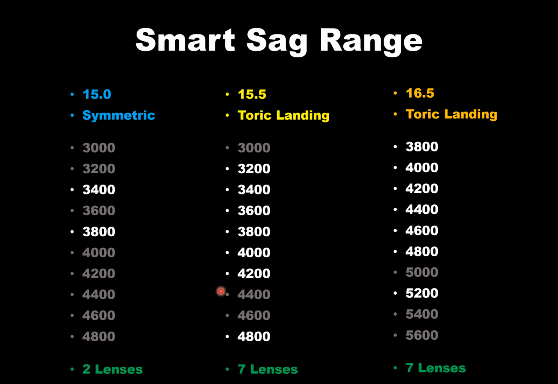Now, looking at the other diameters, you'll note that you have the vast majority of lenses concentrated between the 15.5 and the 16.5, where you're most likely to use a larger diameter lens because we're fitting conditions that are more asymmetric or more advanced in scleral lens fitting. We have a small number of the smallest diameter lens for our incredibly small eyes.